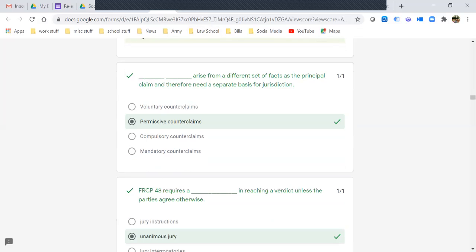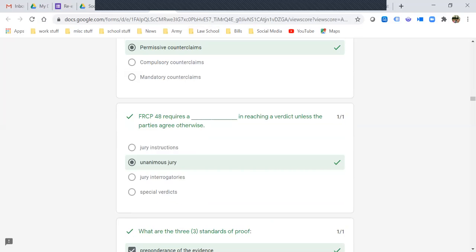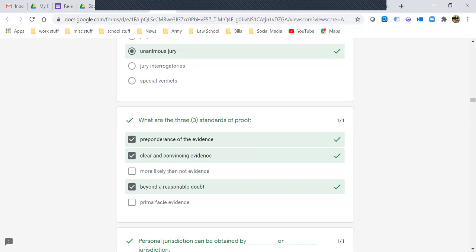Okay, permissive counterclaims arise from a different set of facts from the principal claim and therefore need a separate basis for jurisdiction. Rule 48 requires a unanimous jury in reaching a verdict unless the parties agree otherwise. Rule 48, unanimous jury.